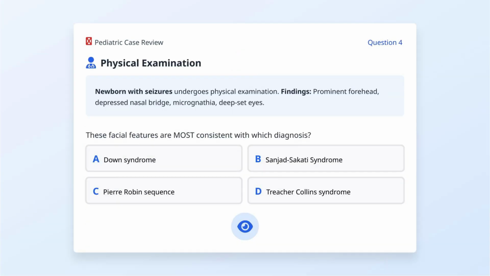A newborn with seizures undergoes physical examination. Findings include prominent forehead, depressed nasal bridge, micrognathia, and deep-set eyes. These facial features are most consistent with which diagnosis? Option A, Down syndrome. Option B, Sanjad-Sakati syndrome. Option C, Pierre-Robin sequence. Option D, Treacher-Collins syndrome.